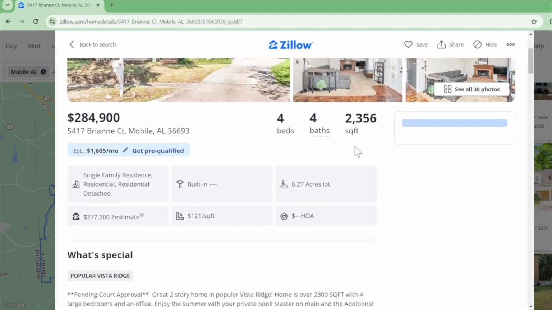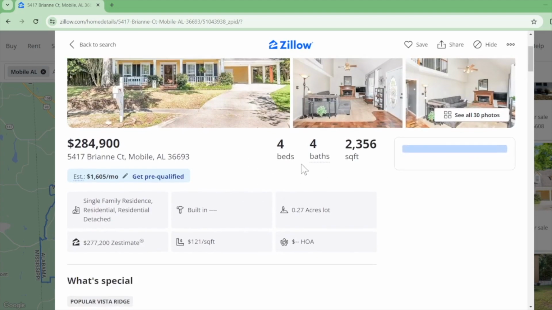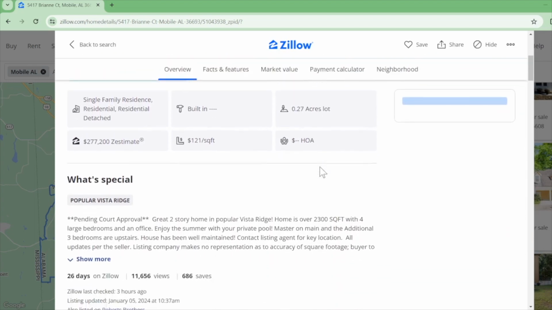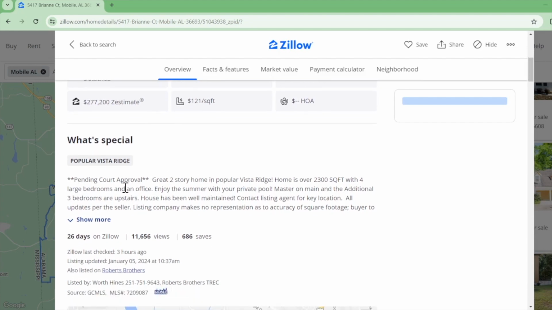Okay, let's keep going down. Now, everything looks good up here. Pictures look good. The beds, the baths, excellent, excellent. What's special? So here is the description. What's special about this home? Pending court approval, great 2-story home in Vista Ridge.